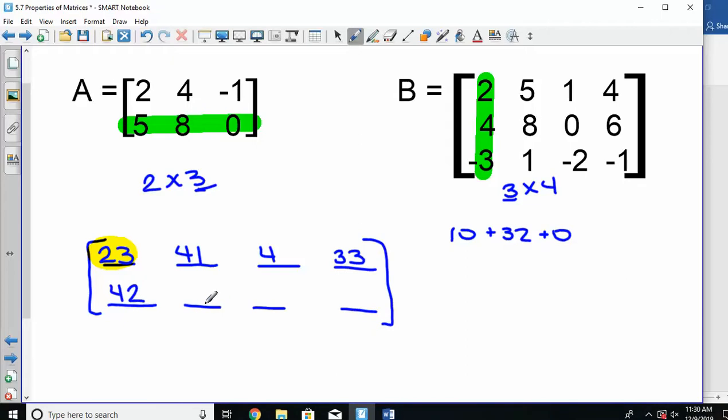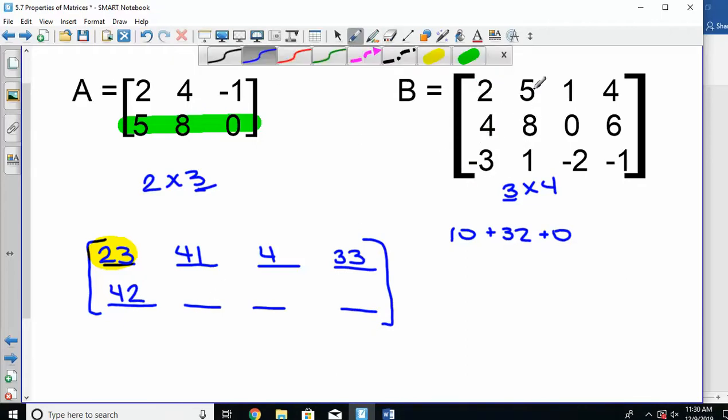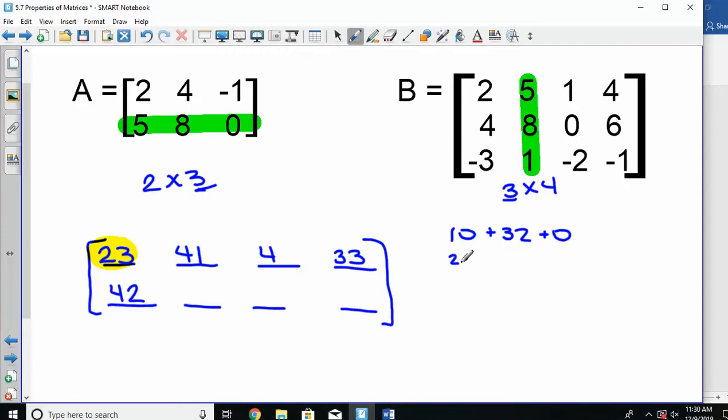Row 2, column 2. So row 2 times column 2. 5 times 5 is 25. 8 times 8 is 64. 0 times 1 is 0. And we get 89.